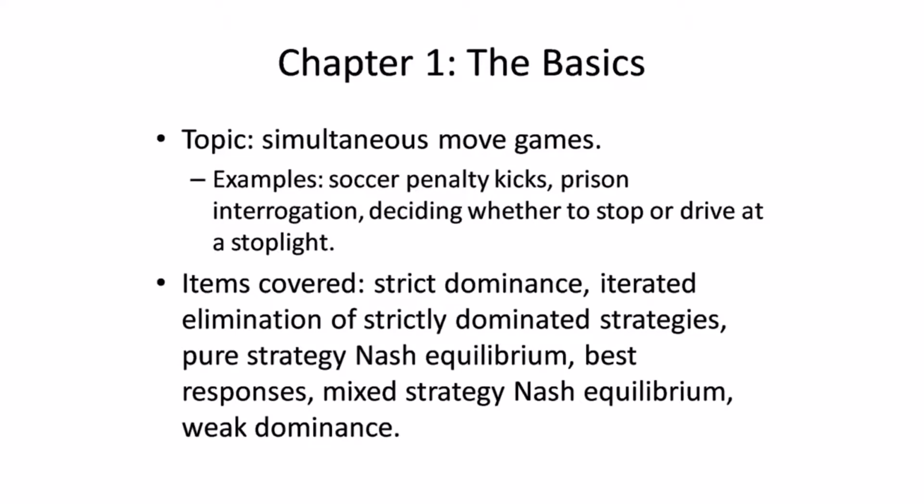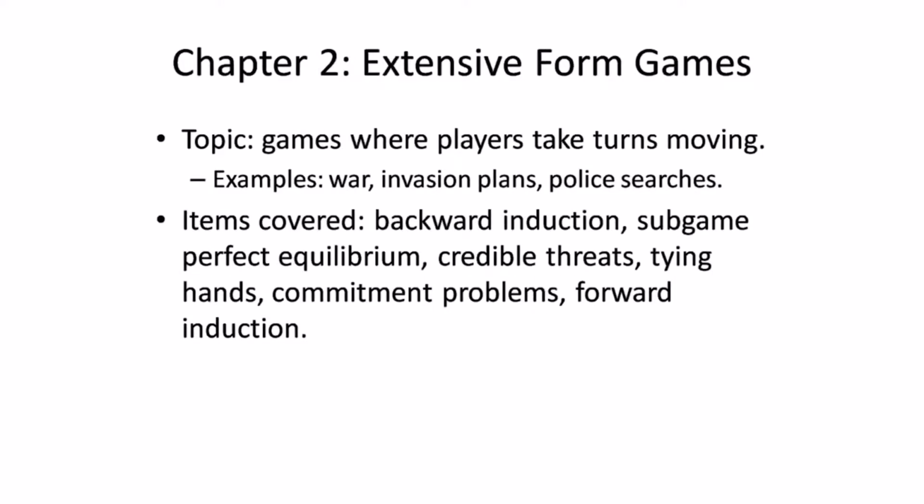Now, over the course of this chapter, if you're interested in seeing what we're actually going to cover, we're going to talk about strict dominance, iterated elimination of strictly dominated strategies, pure strategy Nash equilibrium, best responses, mixed strategy Nash equilibrium, and weak dominance. I don't expect you to know any of those things yet, but by the end of chapter 1, you'll have those things down. Now, in chapter 2, we're going to move on to what we call extensive form games, and this is the opposite of what we were doing earlier.